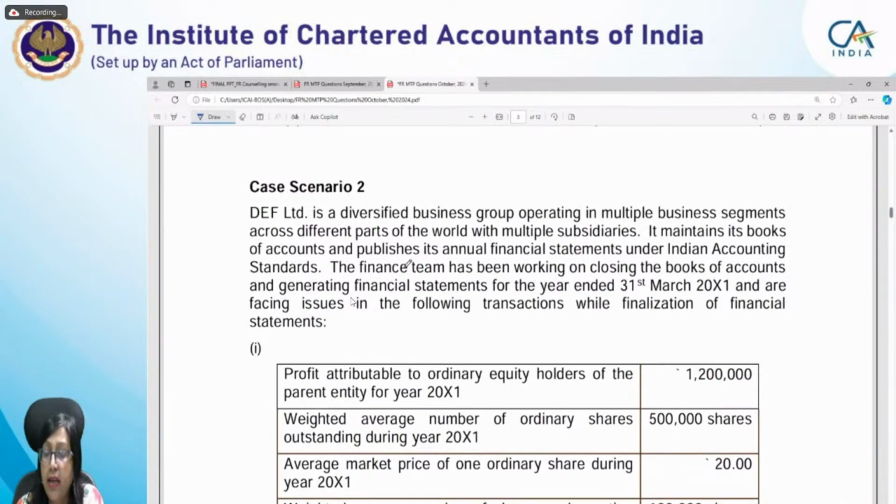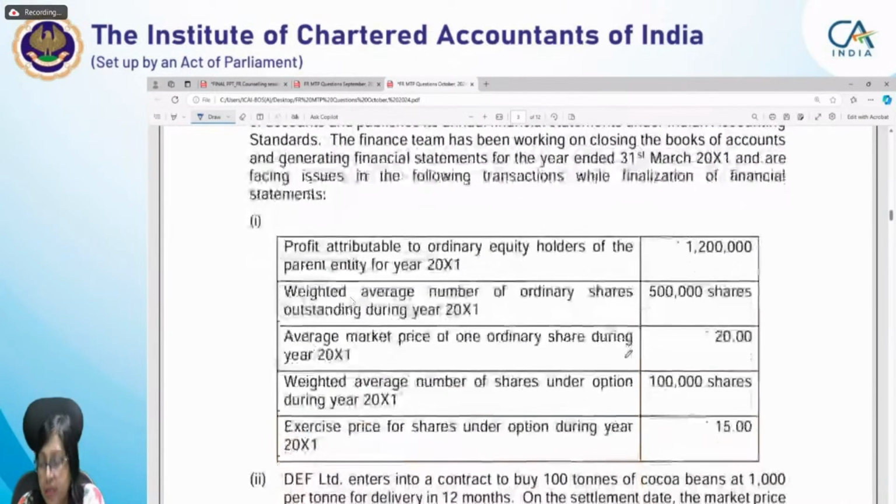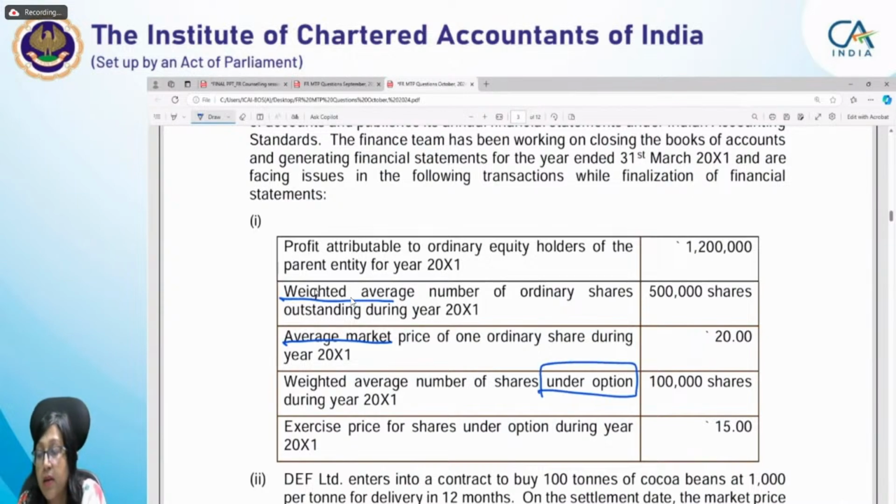First, profit attributable to ordinary equity holders is mentioned. Weighted average number of ordinary shares has been mentioned. Average market price of one ordinary share during the year is mentioned. Weighted average number of shares under options, 1 lakh shares, has been mentioned. And the exercise price for shares under option is given.